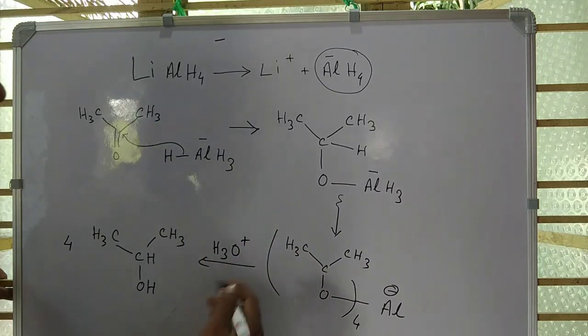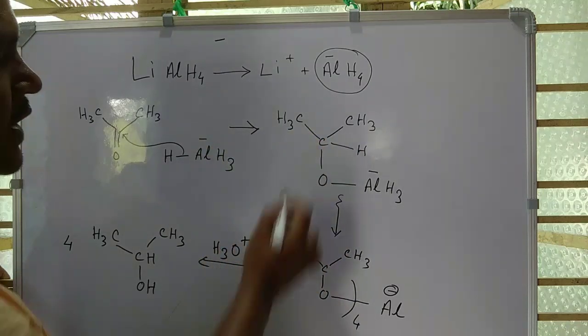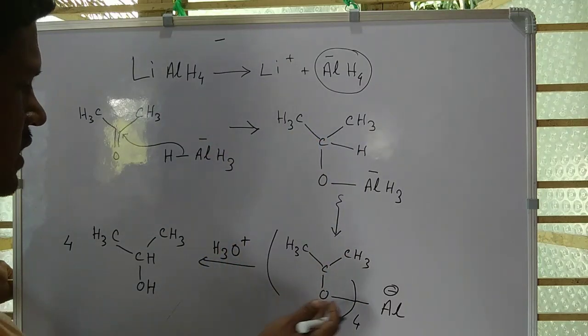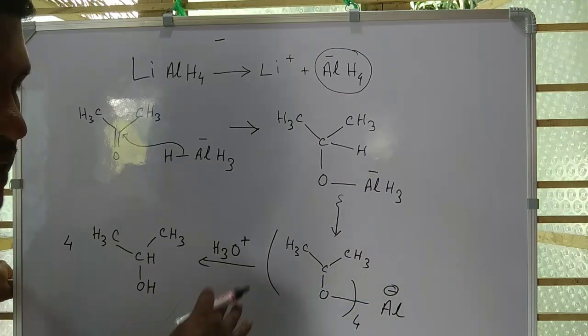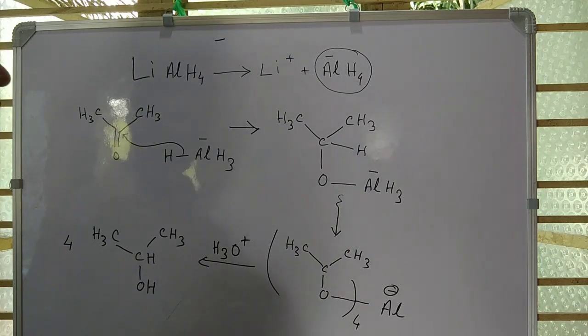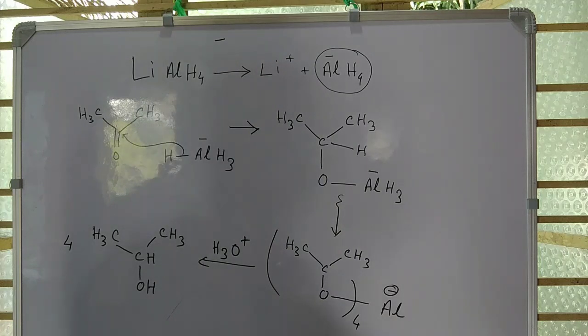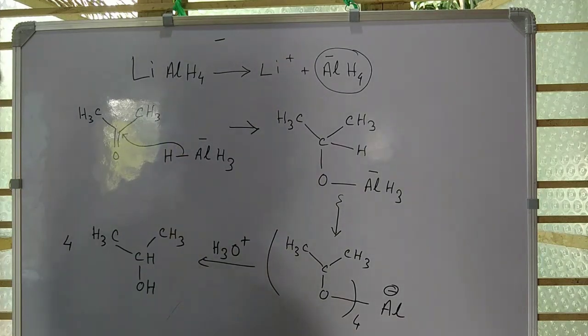The rate of the successive reactions gradually decreases. First of all, the reaction rate is very high, but as the hydride ions are gradually transferred, the reaction rate decreases. So this is the mechanism. This is a strong reducing agent. Sodium borohydride is also a strong reducing agent, but not as much as lithium aluminum hydride.